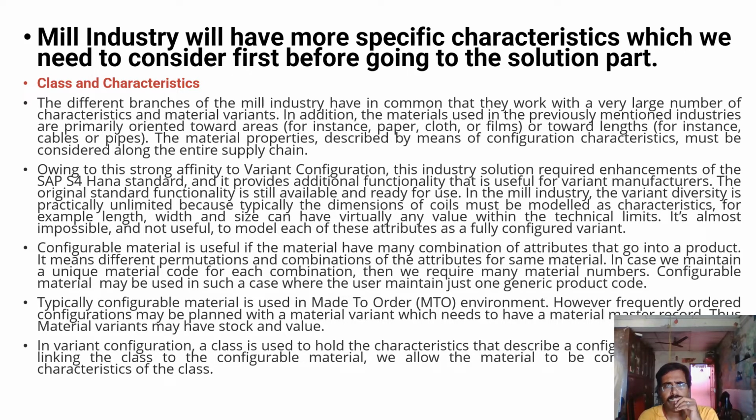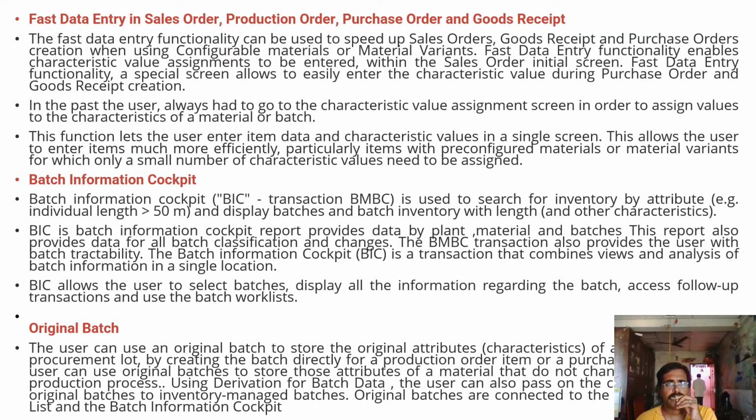Okay. In variant configuration, a class is used to hold the characteristics. I mean, the class is nothing but a collection of characteristics that describe a configurable material. By linking the class to the configurable material, we allow the material to be configured using the characteristics of the class. So next, fast data entry in sales orders, production orders, purchase orders, and goods receipt.